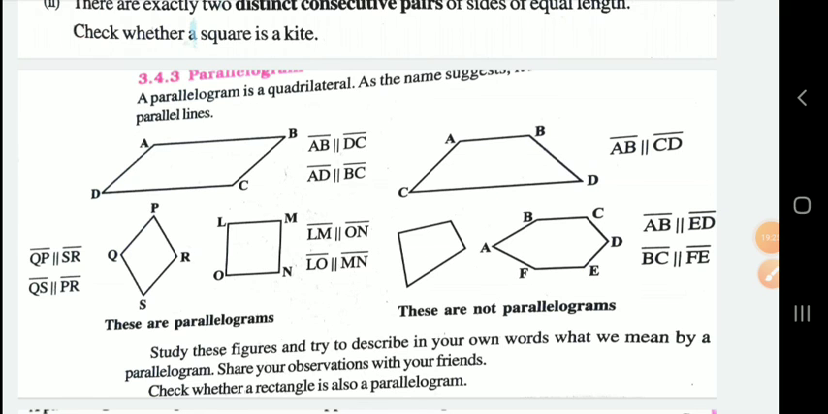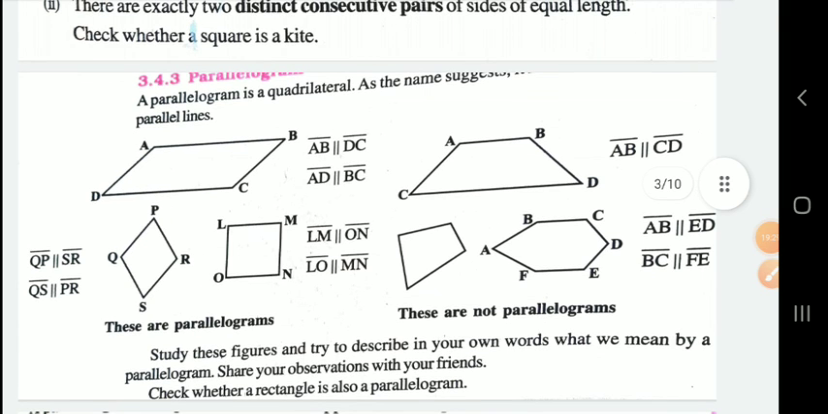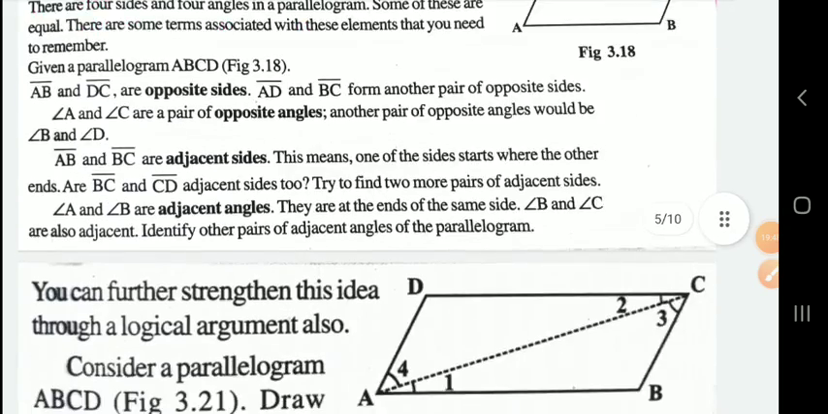In a parallelogram, opposite sides are parallel. Also, opposite sides are of same length. Opposite angles of parallelogram are same, and adjacent angles of parallelogram are supplementary. So you have to remember all these properties about parallelogram.